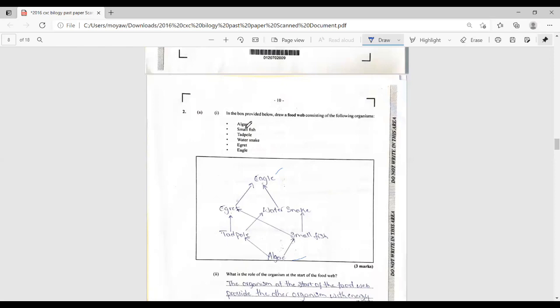So the next thing we need to know is, now we'd be left with the water snake and the egret. We have to figure out if they would be on the same trophic level or a different trophic level. So now we have the water snake and the egret.